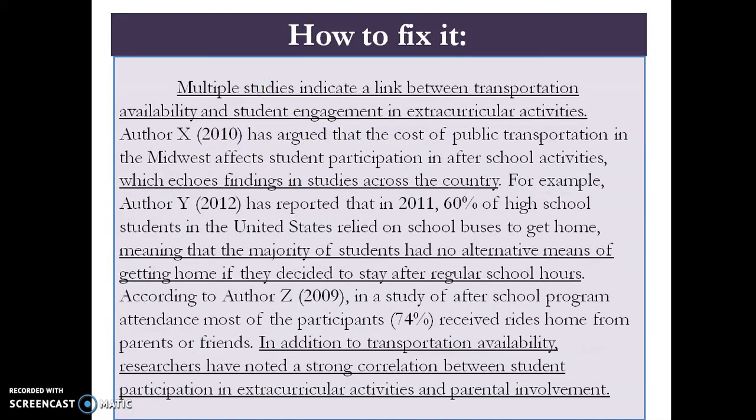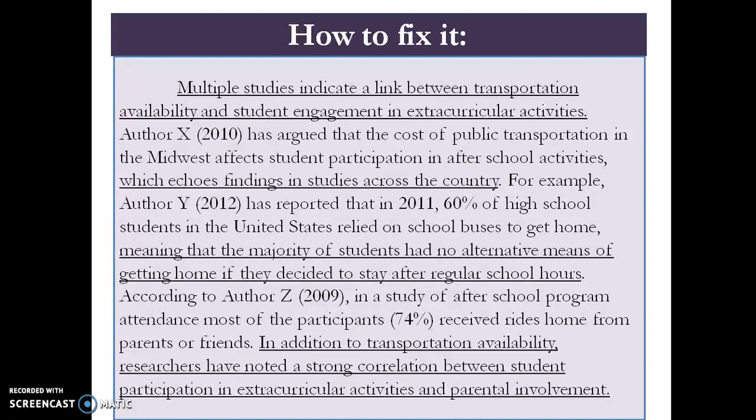So how might we fix it? Now this is the same paragraph with some additions that I've underlined here. Multiple studies indicate a link between transportation availability and student engagement in extracurricular activities. Now we have a topic sentence, which is there's a link between transportation availability and student engagement in extracurricular activities. So we're off to a better start already.